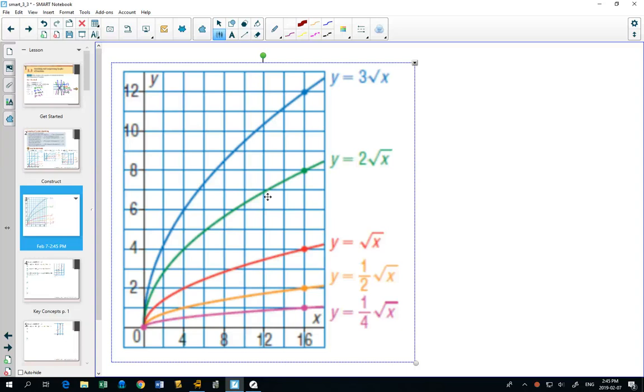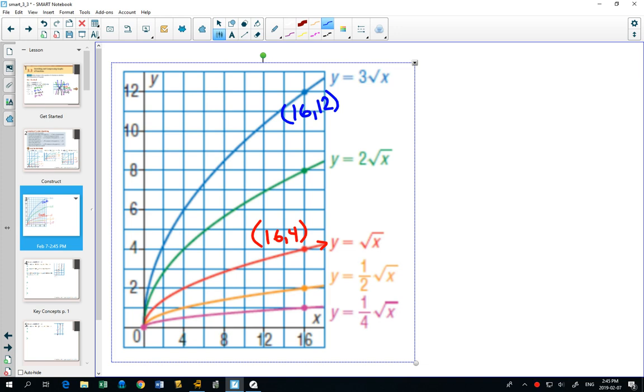So we have one of our parent graphs, the square root of x, and they happen to take a specific point, in this case 16 comma 4. And what they're going to look at is the following different colored graphs. In the blue graph, we have 3 times the square root of x. And in 3 times the square root of x, the corresponding point is 16 comma 12.